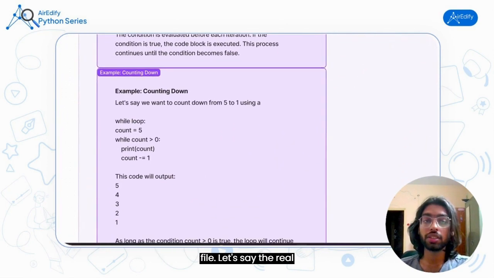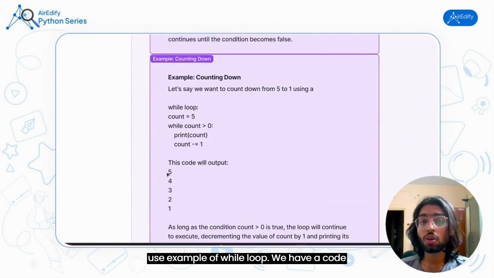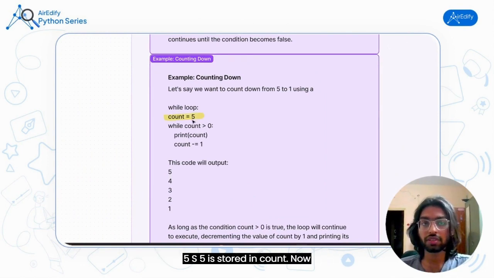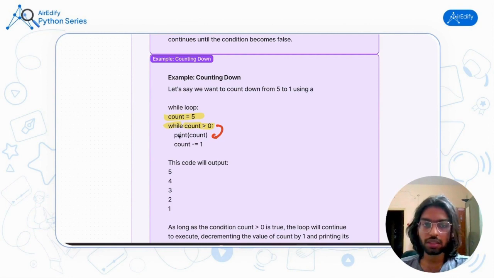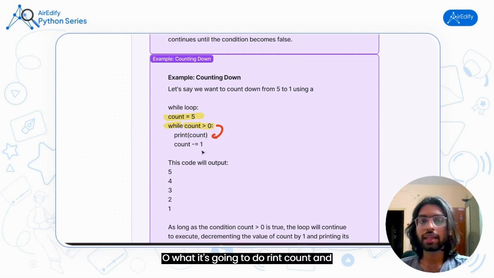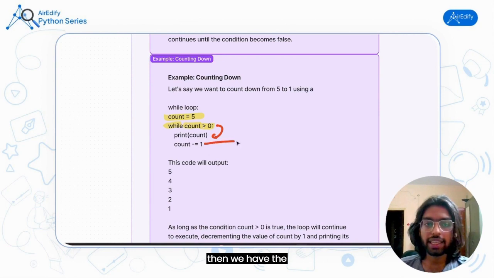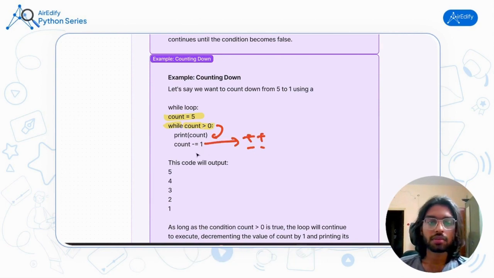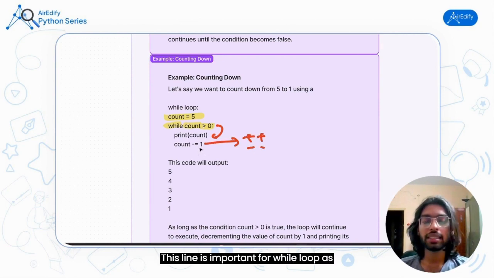Let's see a real use example of a while loop. We have a code snippet around here. Let's try to trace it. So the code starts from here. We have declared a variable count equal to 5. So 5 is stored in count. Now, while count is greater than 0, while this condition is true, it will do whatever is present inside it. So what it's going to do is print count, and then we have the increment or decrement here. This line is important for while loops as it can't increment or decrement by itself.